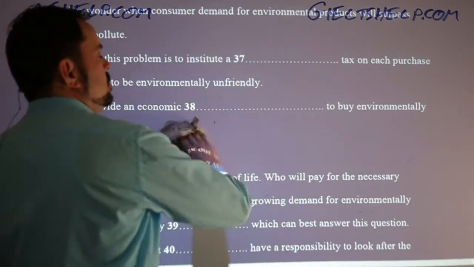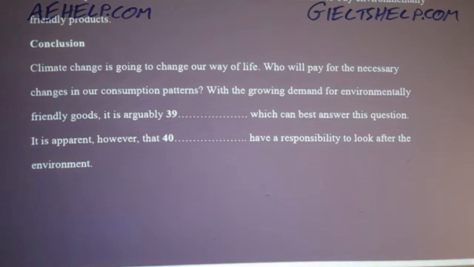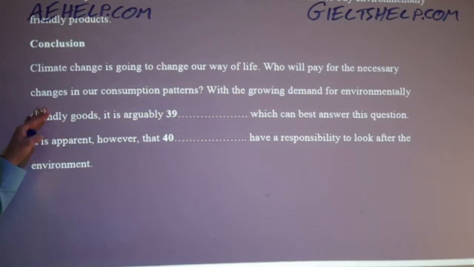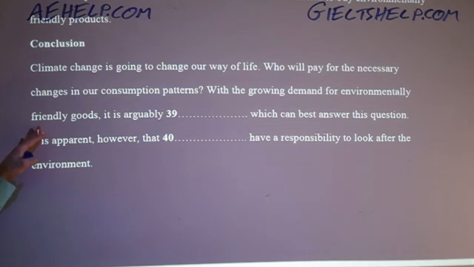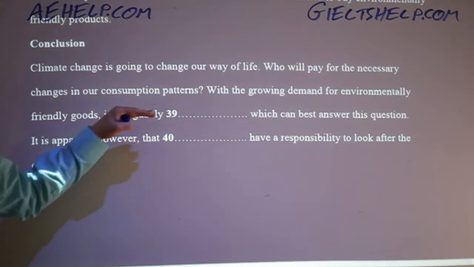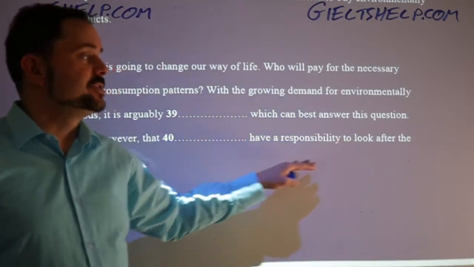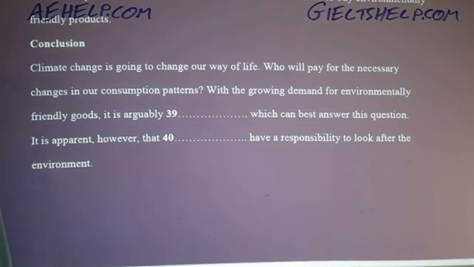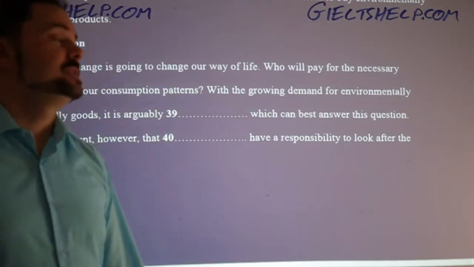All right, so the conclusion, where are we going with all of this? Climate change is going to change our way of life. Who will pay for the necessary changes in our consumption patterns? With the growing demand for environmentally friendly goods, it is arguably someone or something, some entity, which can best answer this question. It's a noun here. Irfan believes that 39 should be businesses. I agree, Irfan. Businesses are business.